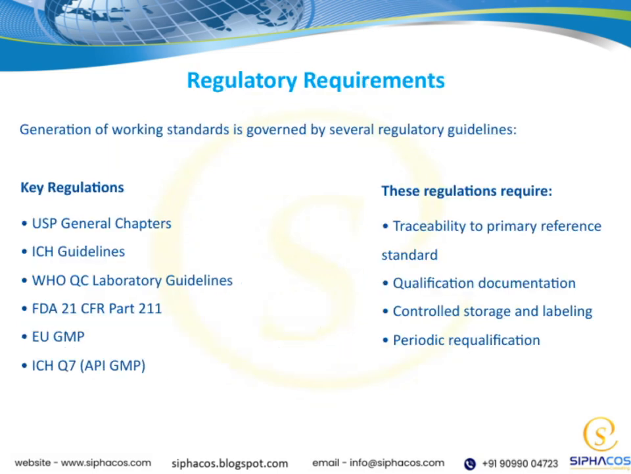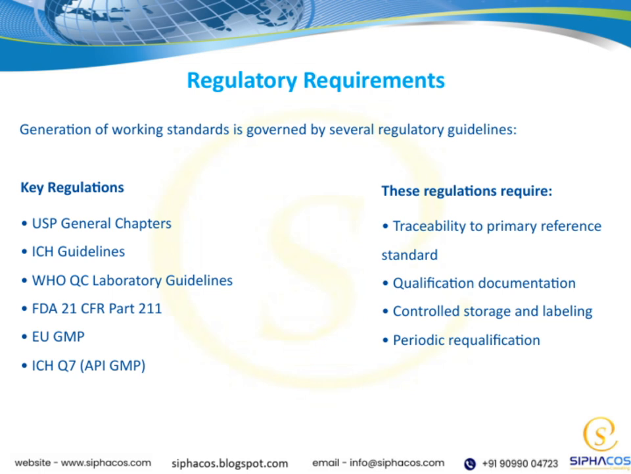When it comes to generating working standards, there are several key regulatory guidelines that we need to follow. These regulations are in place to ensure the quality, consistency, and safety of our products. First, they require traceability to a primary reference standard, which means we must be able to trace our standards back to an official, recognized source. This helps verify the authenticity and accuracy of our standards.